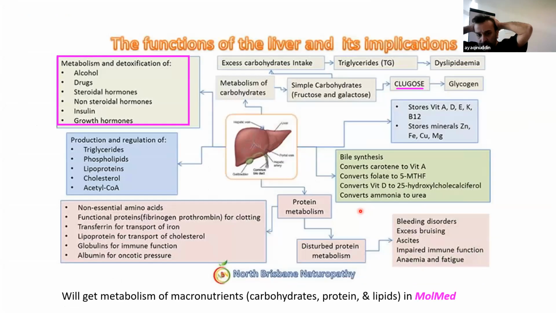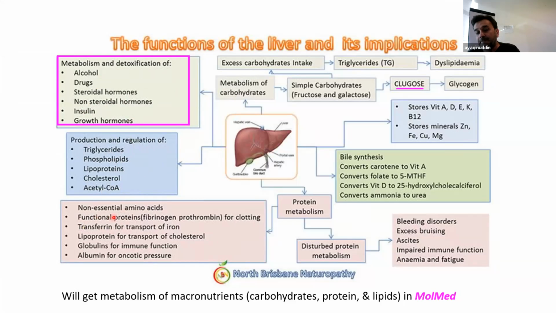This diagram is a little bit more complex, but I think it is important. We need to look at the metabolic functions and detoxification function of the liver, which includes detoxification of alcohol and drugs, and synthesis of steroid hormones, non-steroid hormones, growth hormone, and insulin. There is production and regulation of triglycerides, phospholipids, lipoproteins, acetyl-CoA, and cholesterol. It is done by the liver.